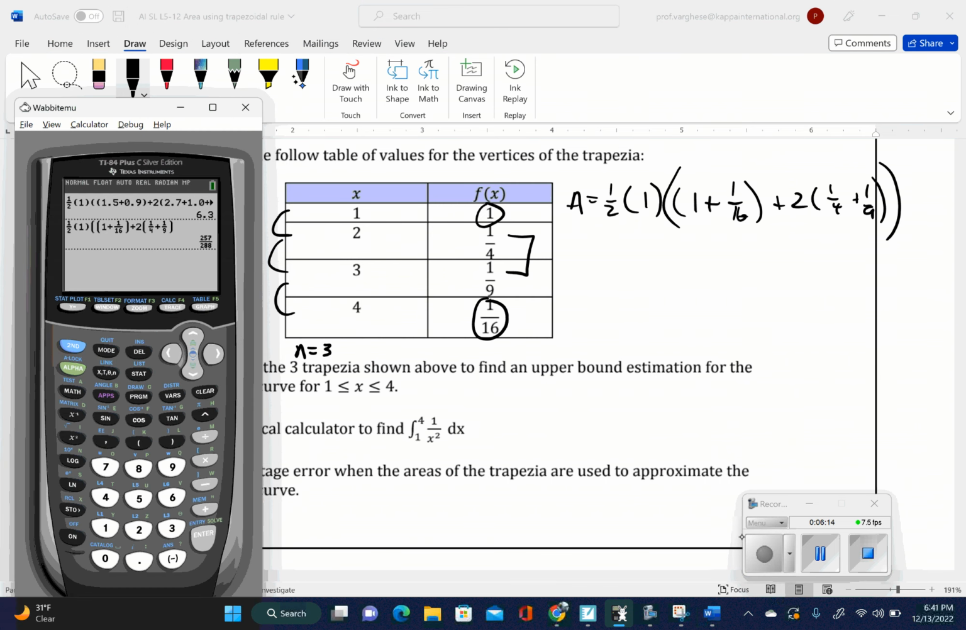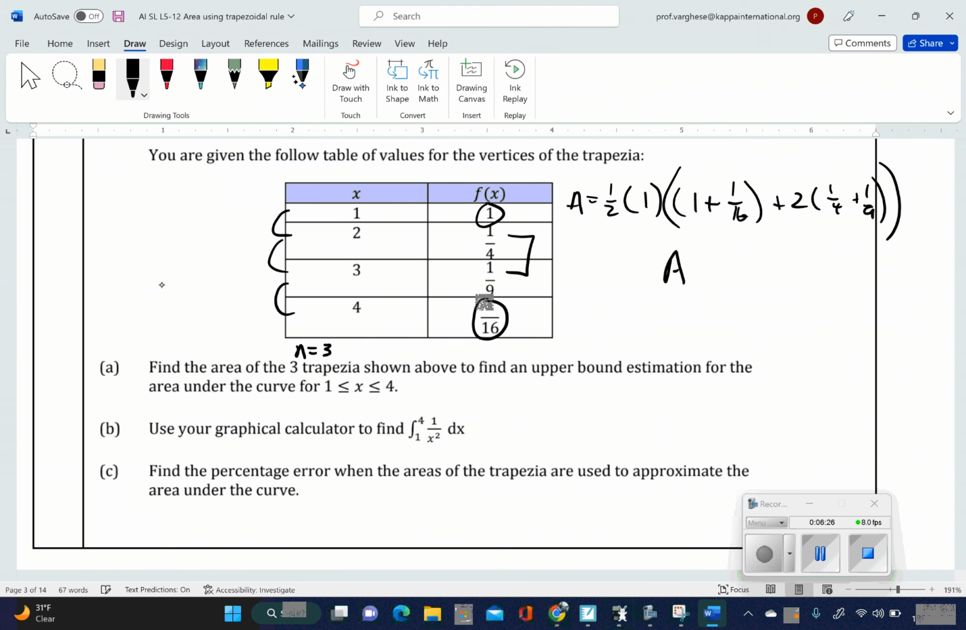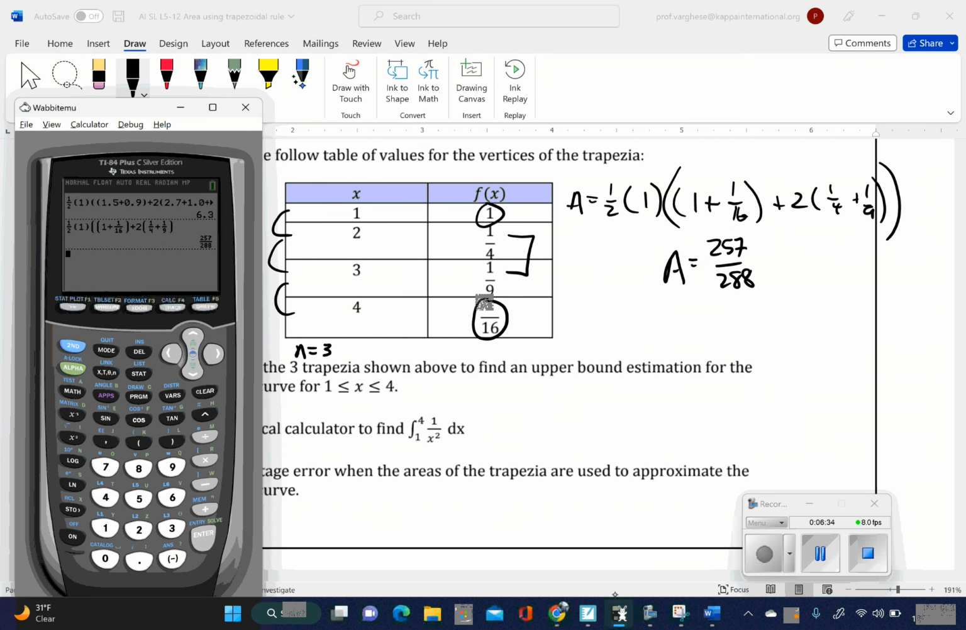So I just did that. 1/2 times 1 times 1 plus 1/16 plus 2 times 1/4 plus 1/9. Hit enter, and I get 257 over 288. So the area, the answer of part A, is going to be 257 over 288. Let me just make sure that that is correct. Yes. Good. That should be hopefully pretty straightforward.